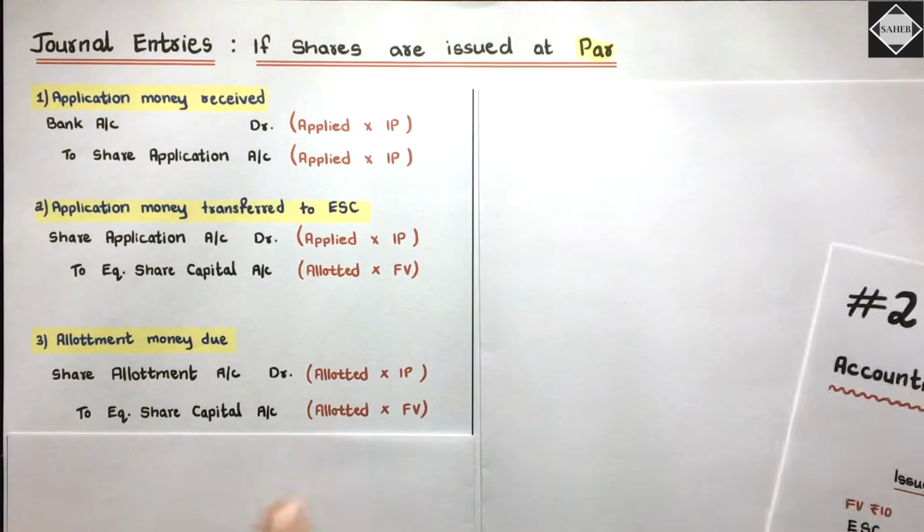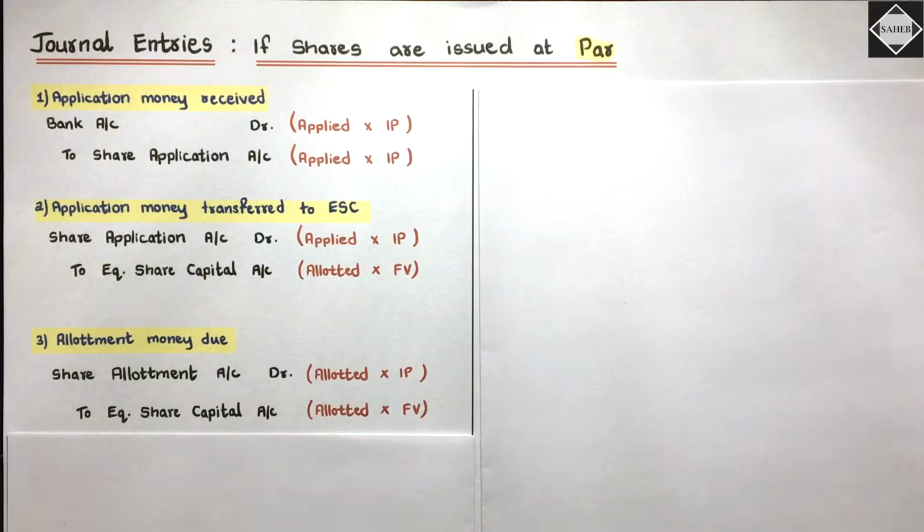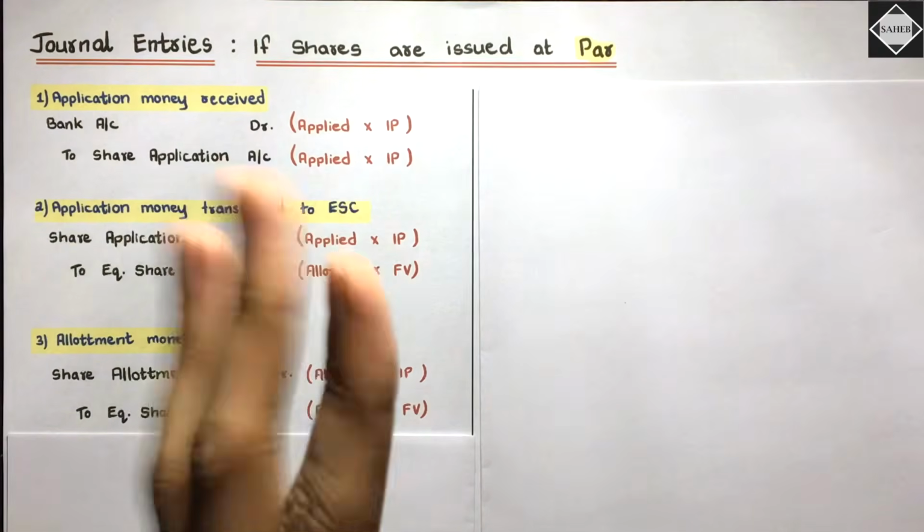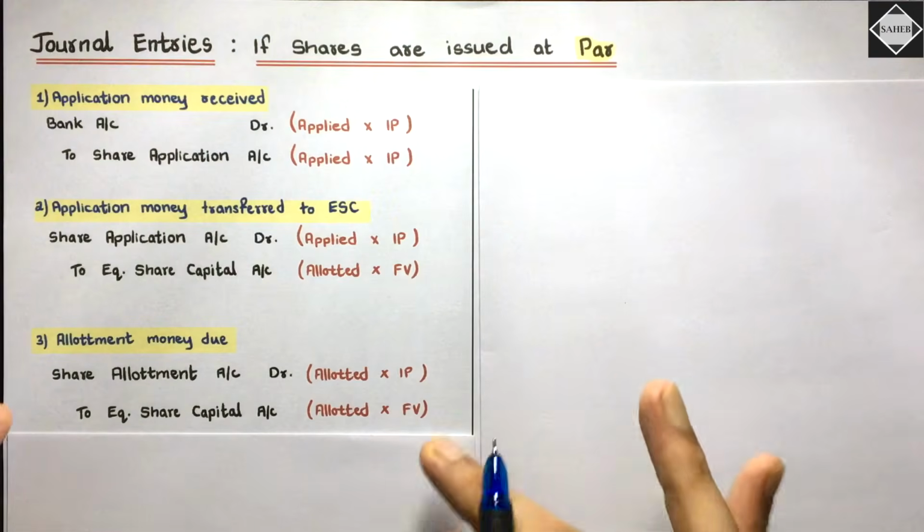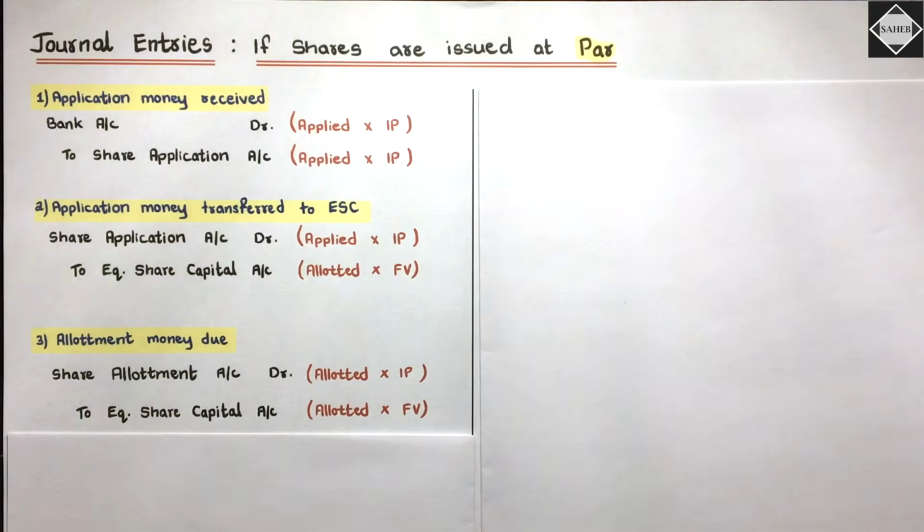1 lakh shares we allotted, no? So 1 lakh into 1, that is 1 lakh. So 1 lakh will go in equity share capital account. Yeah, capital is increasing because of 1 lakh allotment money. We have not received the money. Here we are just making it due. We have to receive 1 lakh, right?